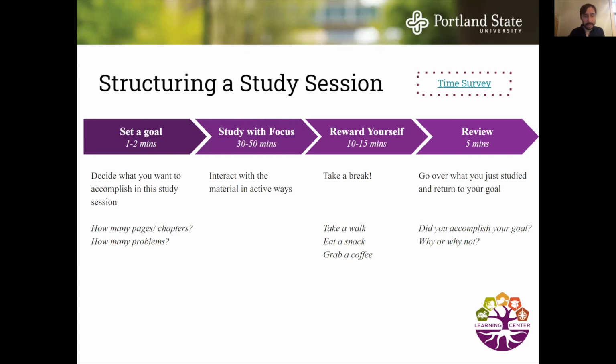So the first thing is setting a goal and setting an intention so that you have a focus during the study session. And then you begin and you try to stay on task for that block of time.